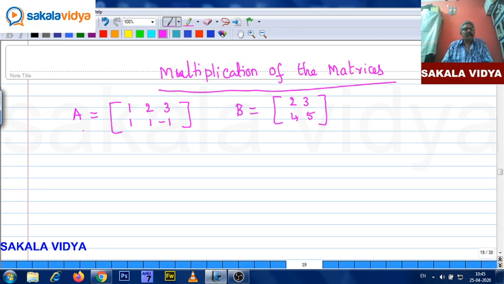Now what is the order of this A? That will be 2 by 3. What is the order of this B? 2 by 2. Can they be multiplied? Let us check it.